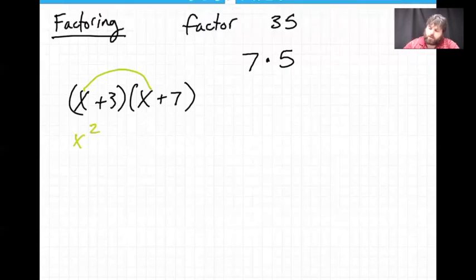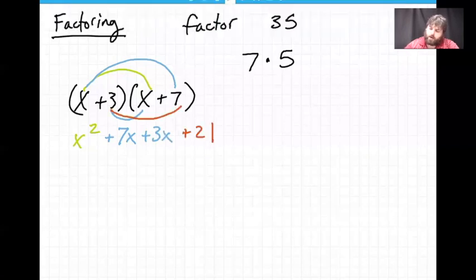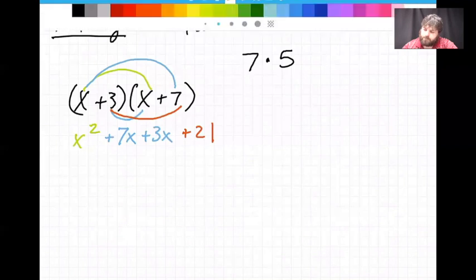What happens when I multiply x times 7? I get a positive 7x. What about 3 times x? I get 3x. And finally, when I multiply 3 times 7, I get 21. Okay? Now I'm writing it with these colors on purpose here. Okay, so I rewrite this. That's just x squared. This is going to be plus 10x, and this will be plus 21.